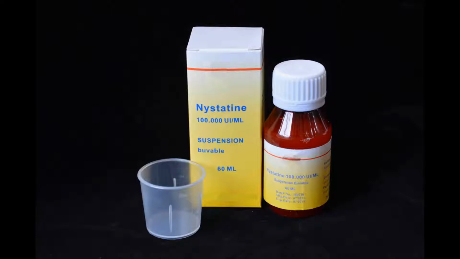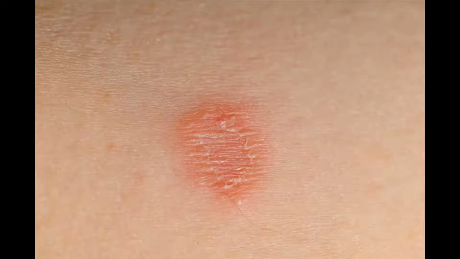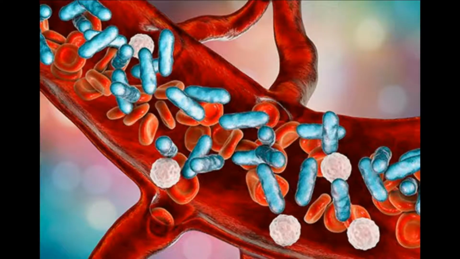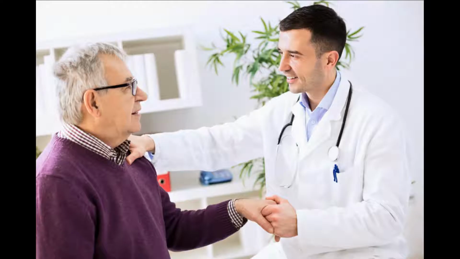Nystatin suspension is used to treat fungal infections of the mouth. It is an antifungal that works by stopping the growth of fungus. Nystatin suspension should not be used to treat fungal infections of the blood. Shake well before using and use the provided medication dropper to carefully measure out the dose. Unless your doctor instructs you otherwise, use as follows.